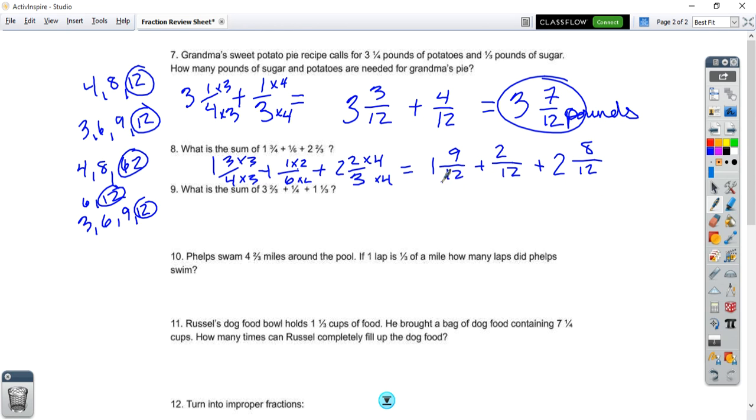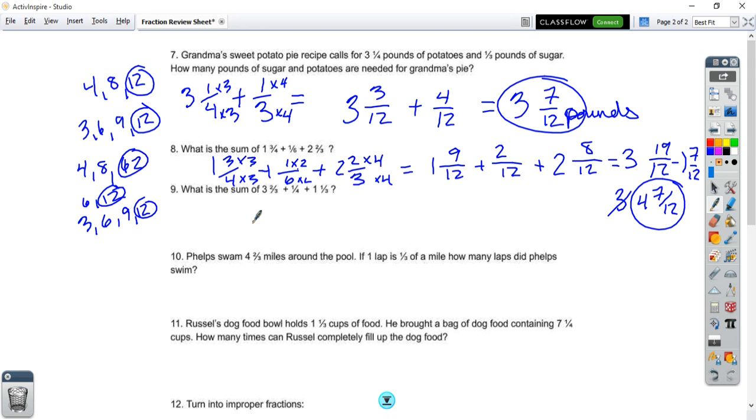So then I add these together. 1 plus none plus 2 is 3. 9 plus 2 is 11. Plus 8 is 19 twelfths. Well, this is an improper fraction, so I need to pull my whole out. So this is 3, and then this turns into 1, and there's a remainder of 7 twelfths. So that gives me 4 and 7 twelfths.